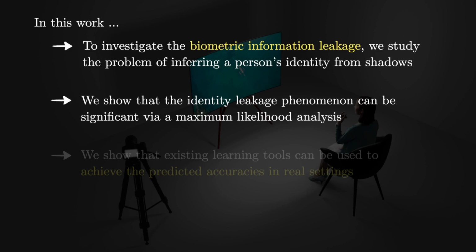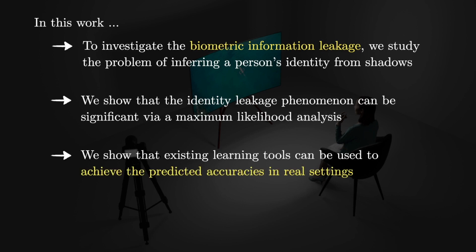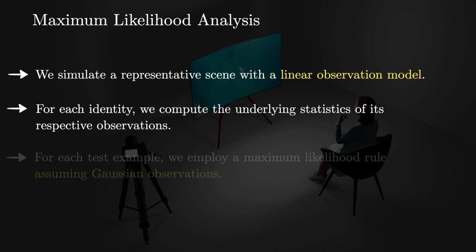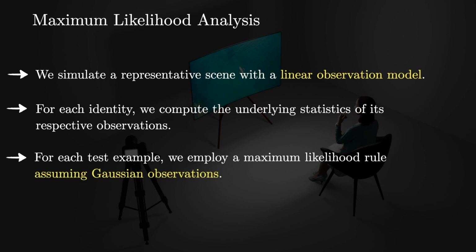We show that the identity leakage phenomenon can be significant via maximum likelihood analysis. We show that existing learning tools can be used to achieve the predicted accuracies in real settings. In our maximum likelihood analysis, we simulate a representative scene with a linear observation model. For each identity, we compute the underlying statistics of its respective observations. For each test example, we employ a maximum likelihood rule, assuming Gaussian observations.